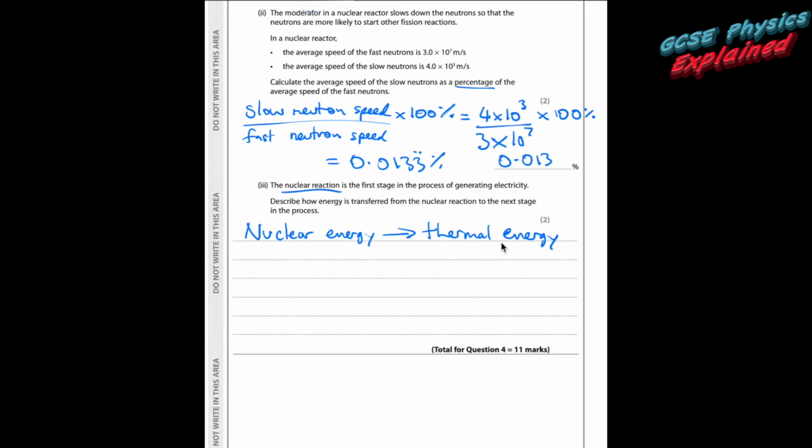Remember, we're just trying to create heat to boil water into steam so the steam can turn a turbine and the turbine can turn a generator. So a nuclear power station is basically like a coal, oil and gas power station. It's like a giant kettle. We're just trying to boil water into steam.